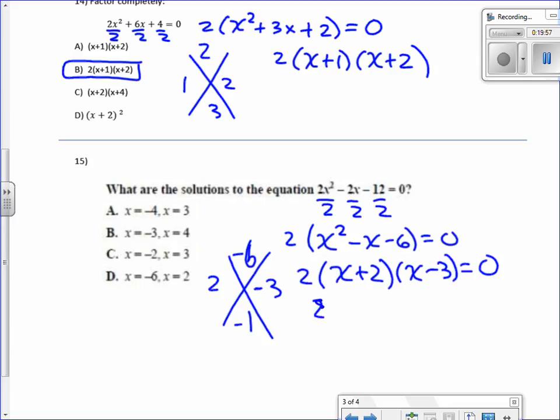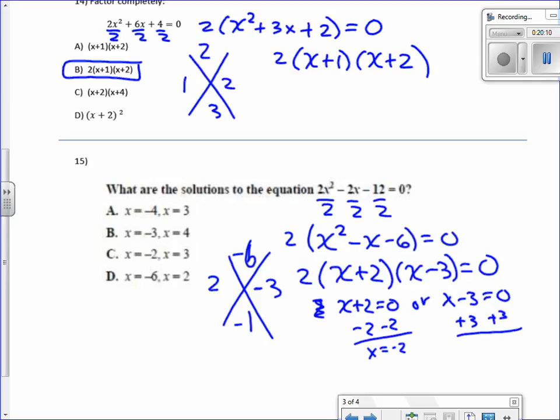Set each factor equal to 0. x plus 2 equals 0. Or x minus 3 equals 0. And subtract 2 from both sides. x equals negative 2. Add 3 to both sides. And x equals 3. Let's say negative 2, positive 3.